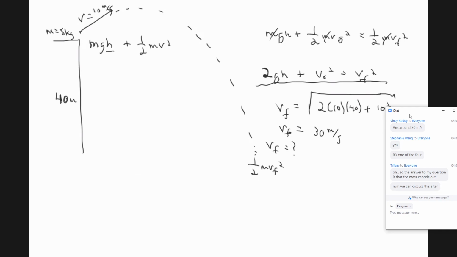Potential energy is mgh, kinetic energy is 1/2 mv squared. And your final velocity is just simply your solving of that work and energy type system.